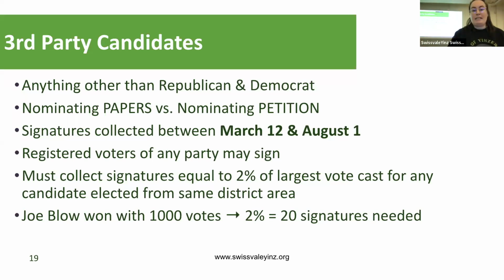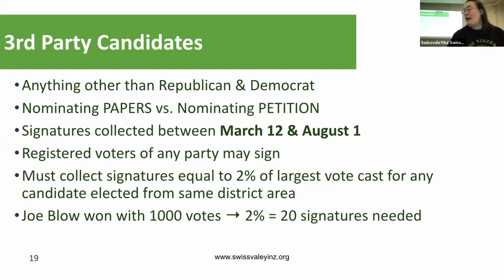The rules for how many signatures you need is also weirdly complicated and difficult. But the rule is that candidates filing nomination papers must obtain signatures from qualified registered electors of the district in the amount equal to at least 2% of the largest entire vote cast for an elected candidate in the last election within that district. So that's something that you need to figure out. And we can talk more about that when we get to the questions here.